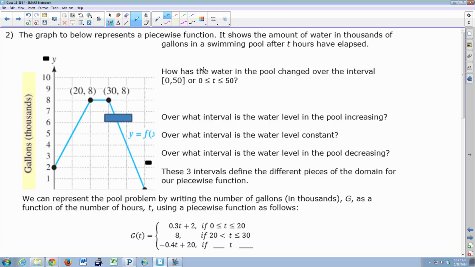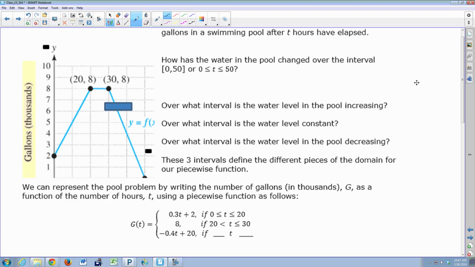Okay, so what's happening in this graph? This graph shows the amount of water in thousands of gallons, that's our unit, in a swimming pool after t hours have elapsed. So the first question here is, how has the water in the pool changed over the interval 0 ≤ t ≤ 50,000 gallons? And remember, when we talk about intervals, in this particular case, it's always over our independent variable. Our independent variable here is time, the number of hours that has elapsed. So could someone tell me the story that this graph is telling us using the variables and the units here? What's happening?